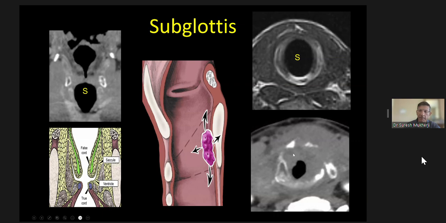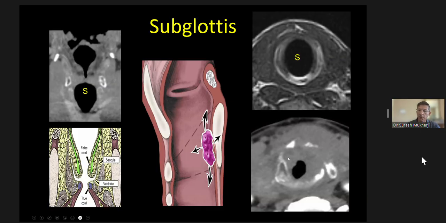And this is an example of a patient that has a squamous cell carcinoma involving the subglottic larynx. The reason these patients present with stridor, and we'll talk about this a little bit later when we talk about infectious processes, is that it narrows the airway right here.